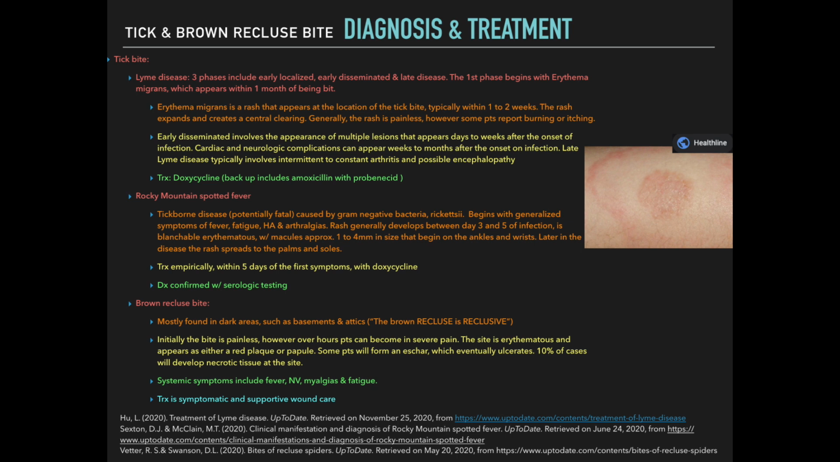For the brown recluse bite, first you need to know where these are typically found and who's going to be at a bigger risk. They generally like to hide in dark areas such as basements and attics. This whole bit gave me the heaves for sure. Initially the bite is going to be painless. However, within hours after the bite, the patient can become severely pained. The site is erythematous. It appears as either a red plaque or papule. Some of these patients will go on to form an eschar, which will eventually ulcerate, and 10% even develop necrotic tissue at the site. There are also going to be systemic symptoms, which can include fever, nausea, vomiting, myalgias, and fatigue.